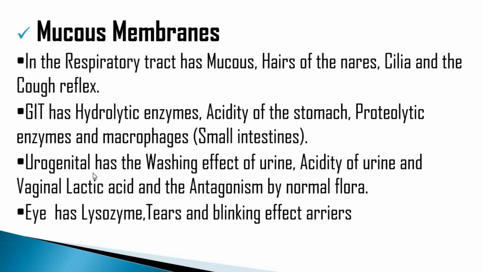The urogenital system, which is your urinary system and your reproductive system, has got the washing effect of urine. So as you are urinating, the urine will remove the bacteria or any pathogen that is along the urethra. Furthermore, the urine is also acidic. So the acidic environment of urine will produce an unconducive environment for the bacteria to grow in. And to add on, in the vagina, there is production of lactic acid.